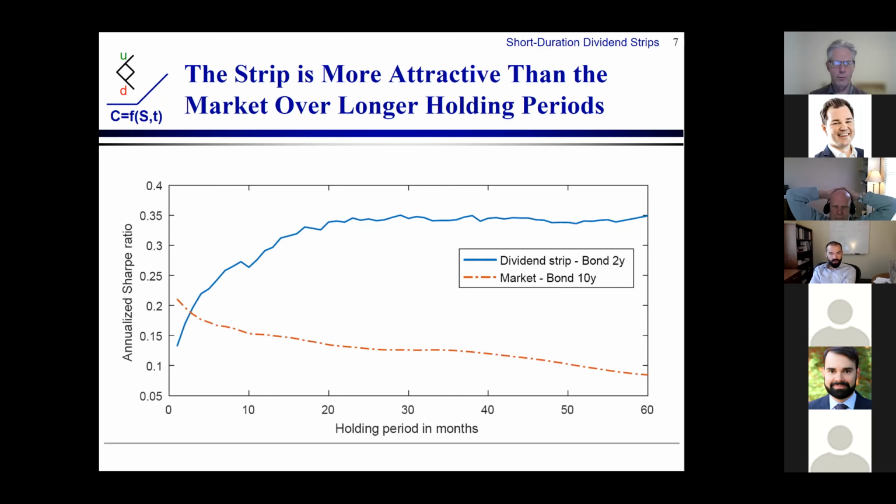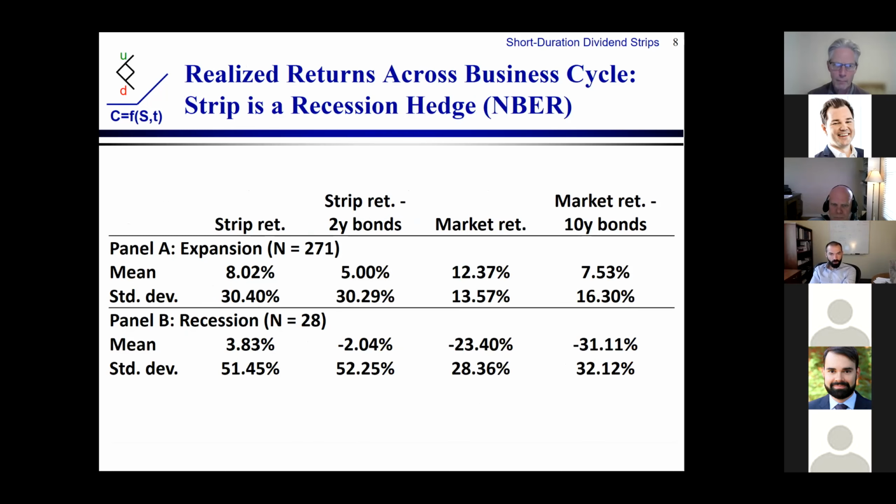I next want to turn briefly to the business cycle, highlight some results concerning the business cycle, and then get to the predictability results. First, I'm looking at realized returns here. And the realized returns are such that in an expansion, well, most periods are expansions, there are not many recessions. The strip is returning 8%, the market is returning 12%. So everything is happy in the expansion.